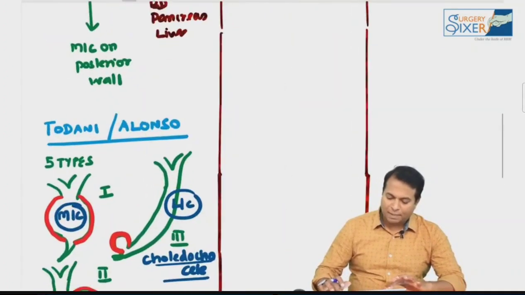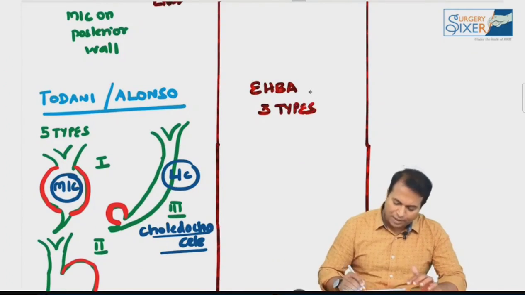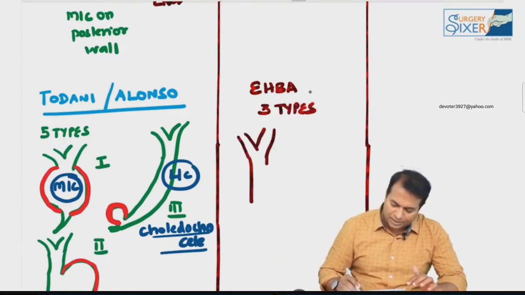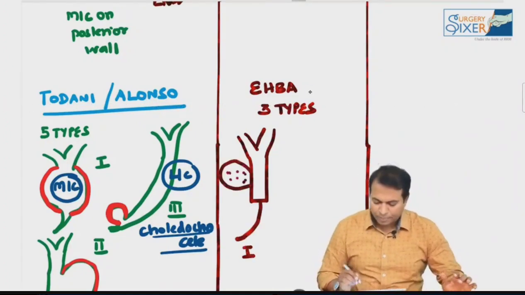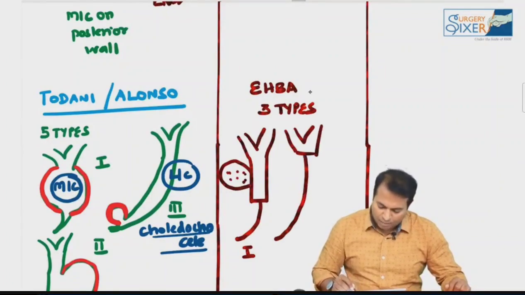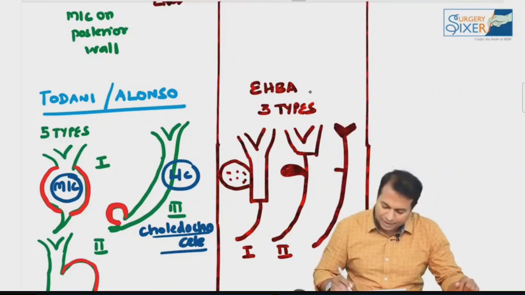And coming to extrahepatic biliary atresia, there are 3 types. In type 1, the atresia is seen at the level of the bile duct, so the gallbladder is enlarged. In type 2, the atresia is at the level of the common hepatic duct, so the gallbladder is not seen. And in type 3, the atresia is at the level of the porta hepatis.